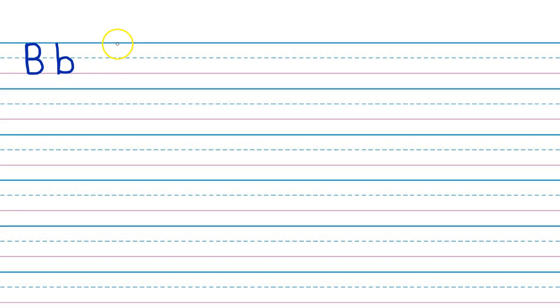We have learned about the D that says D. Here it is as a capital letter, capital D that says D. And as a lowercase letter, the lowercase D that says D. We have learned about the letter F that says F. Here's a capital F that says F. And a lowercase F that says F. Do you have those three down?